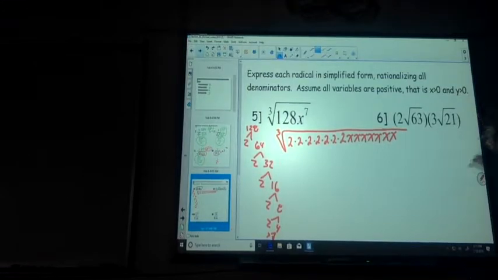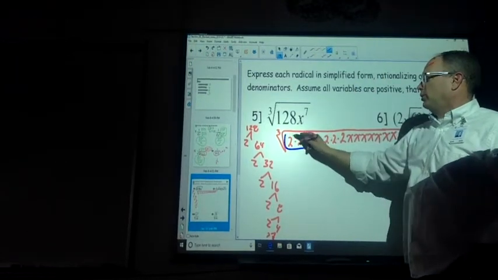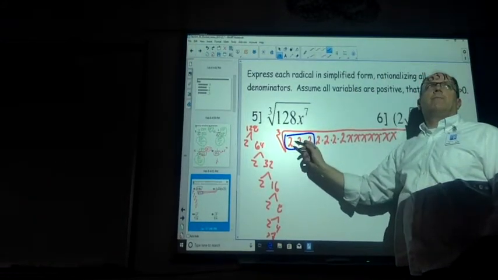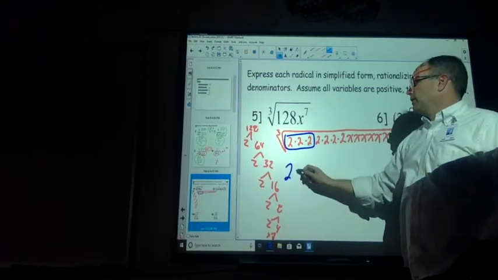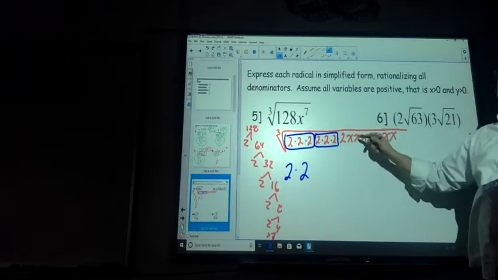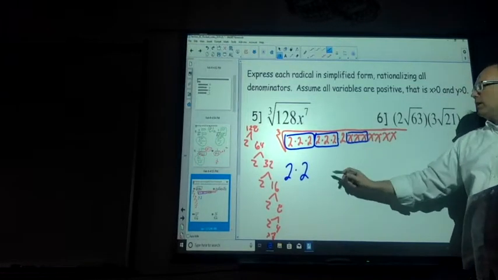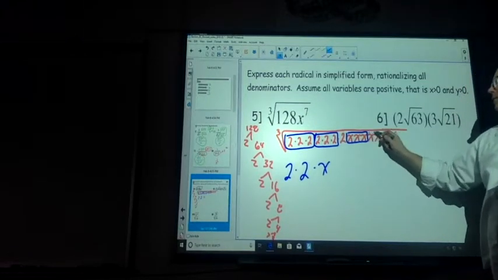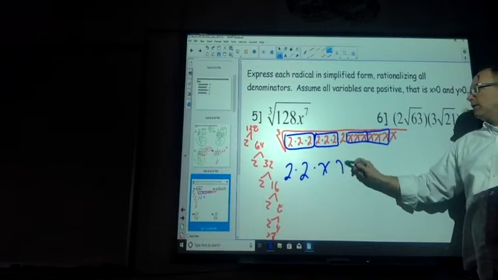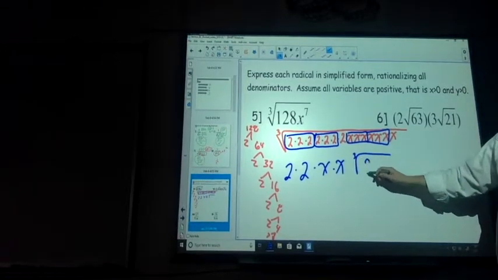3. So every 3 of a kind is a perfect cube. So what comes outside? 2. What comes outside? 2x squared. It's 4x squared. Oh, poor 2, that 2 has to stay inside. What comes outside? X. What's left inside? 2 and an x.